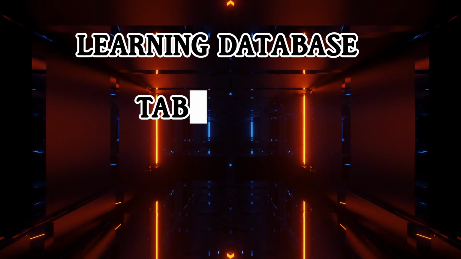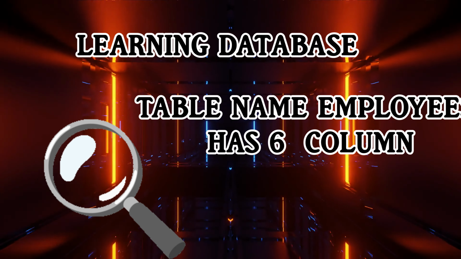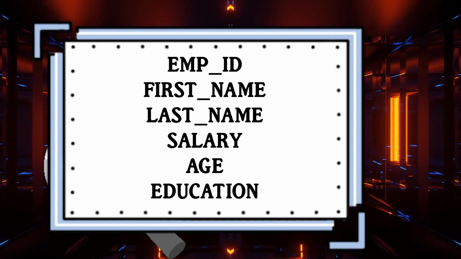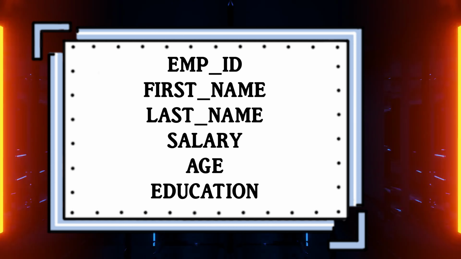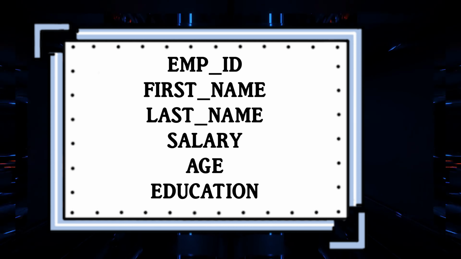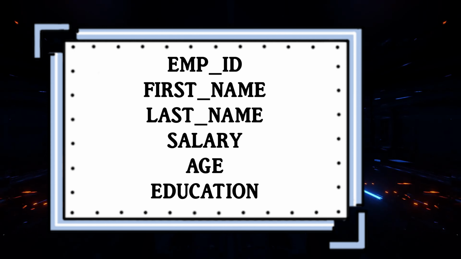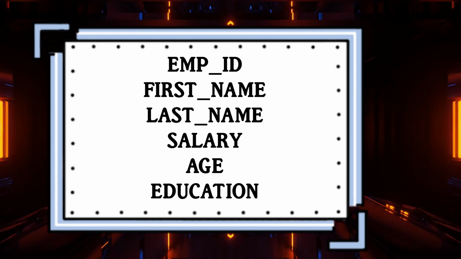Table name employees has 6 columns: EMP_ID, first_name, last_name, salary, age, education.